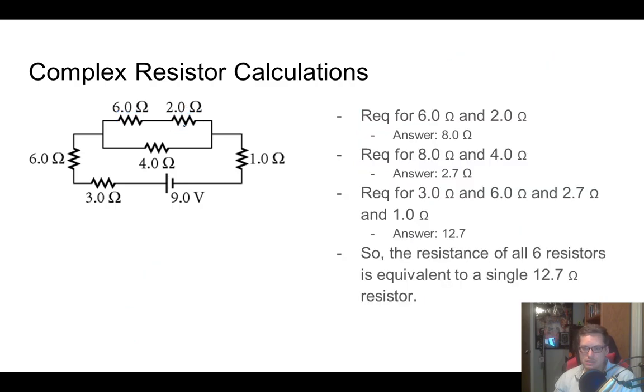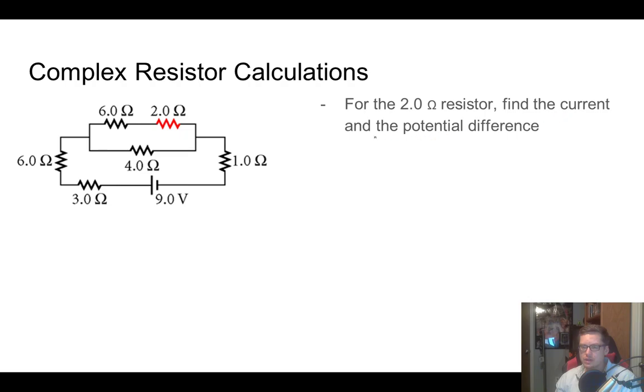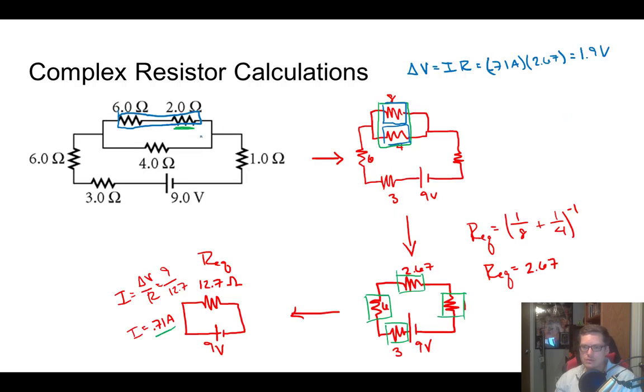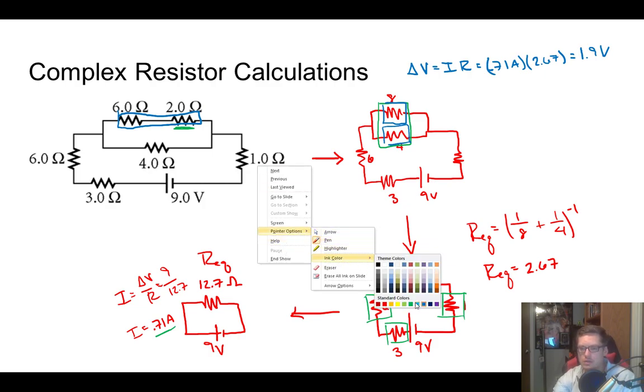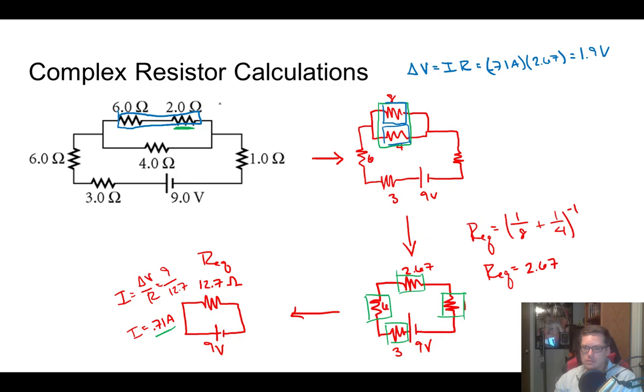But remember what it was asking for: find the current and the potential difference at that resistor. So we have to find the current here. Maybe we should change colors again. Let's go with purple. Our current is going to be equal to delta V over R. We just found our delta V, which was 1.9, and the R value is that equivalent resistance, so that's 8.